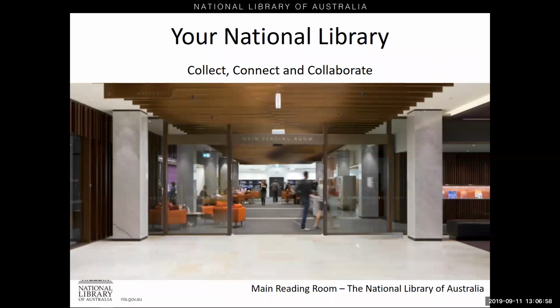The library's role, as defined by the National Library Act 1960, is to ensure that the documentary resources of national significance relating to Australia and the Australian people, as well as significant non-Australian library materials, are collected, preserved and made accessible. Currently, we refer to that through our strategic priorities of collect, connect and collaborate.